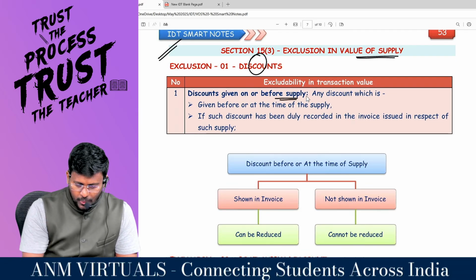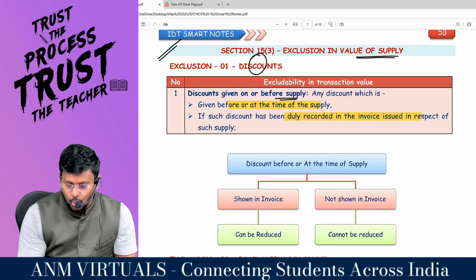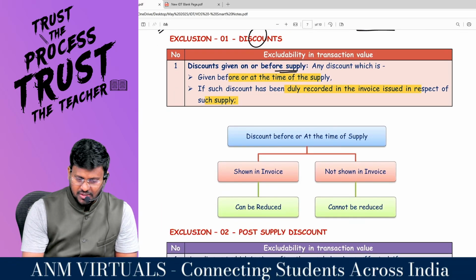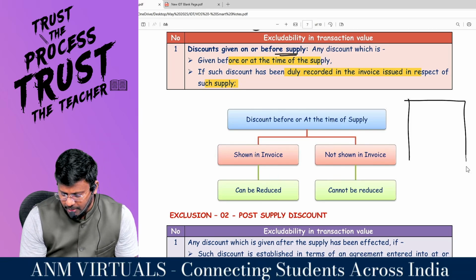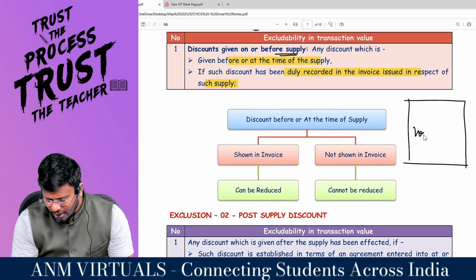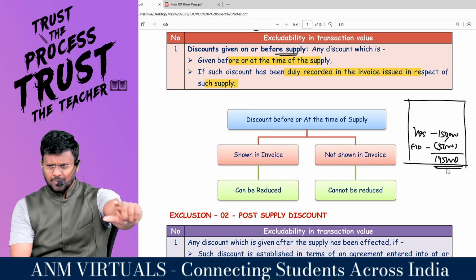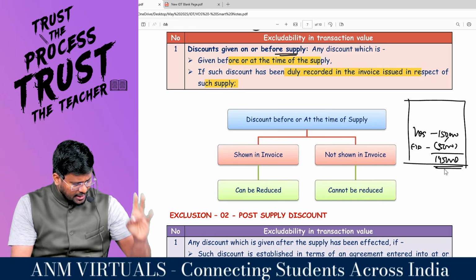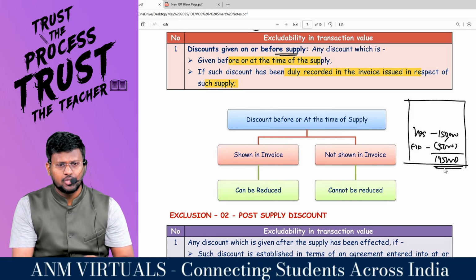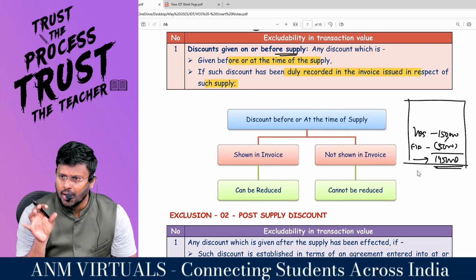Any discount which is given before or at the time of supply, if such discount has been duly recorded in the invoice issued in respect of such supply. What they are trying to say is, my dear lovable students, if you are raising a tax invoice under section 31, in that you are showing the value of supply as 1,50,000, less discount 5,000, 1,45,000 is the value. Sir, here discount has been provided and shown in the invoice. If that is the case, discount can be reduced. Only on this 1,45,000 you are liable to pay GST.